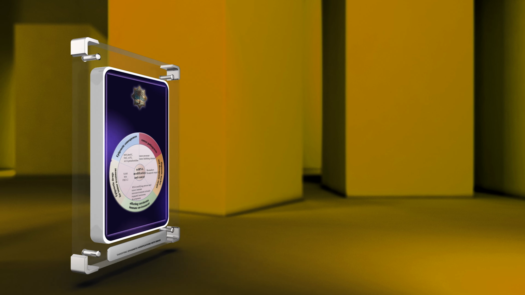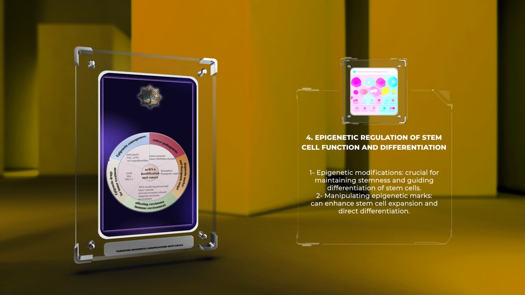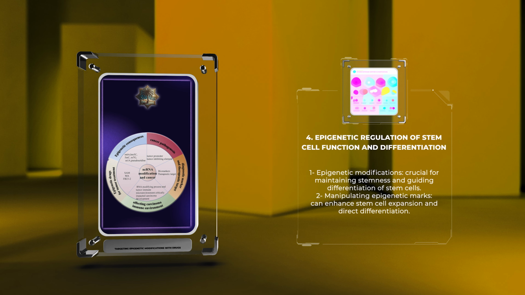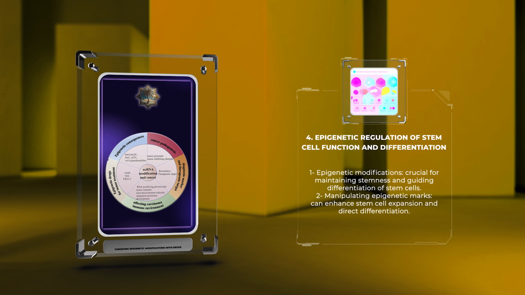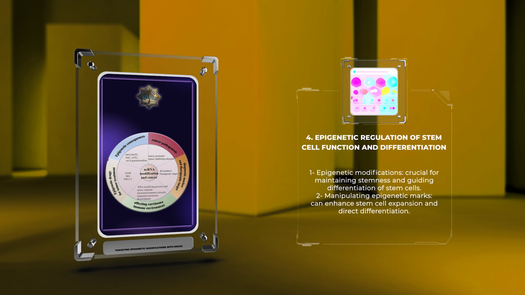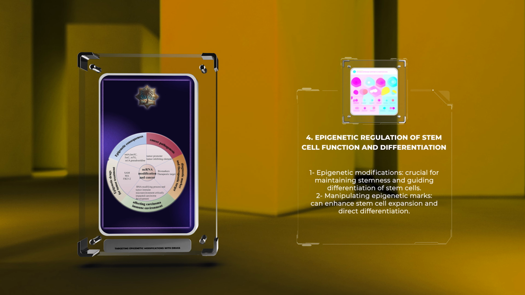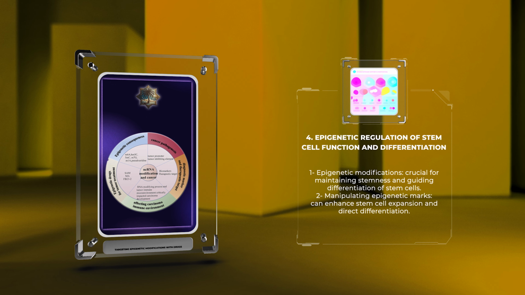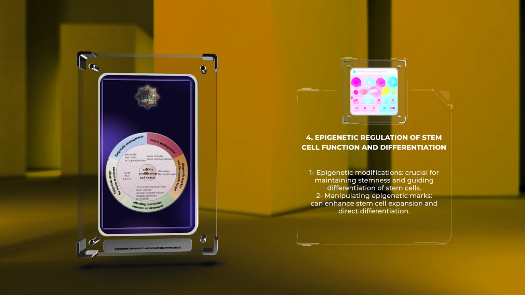Stem cells possess remarkable self-renewal and pluripotent capabilities, making them invaluable for regenerative medicine and tissue engineering. Epigenetic modifications play a crucial role in maintaining the stemness of these cells as well as guiding their differentiation into specific lineages. By manipulating epigenetic marks, researchers can enhance stem cell expansion or direct their differentiation toward desired cell types. This ability holds immense potential for therapeutic applications in tissue regeneration and repair.